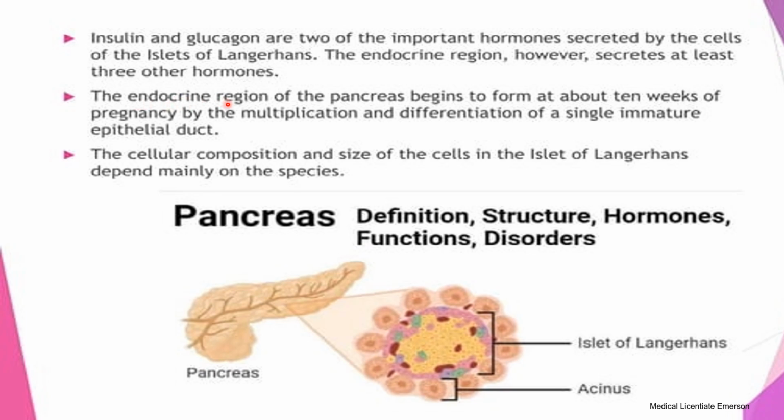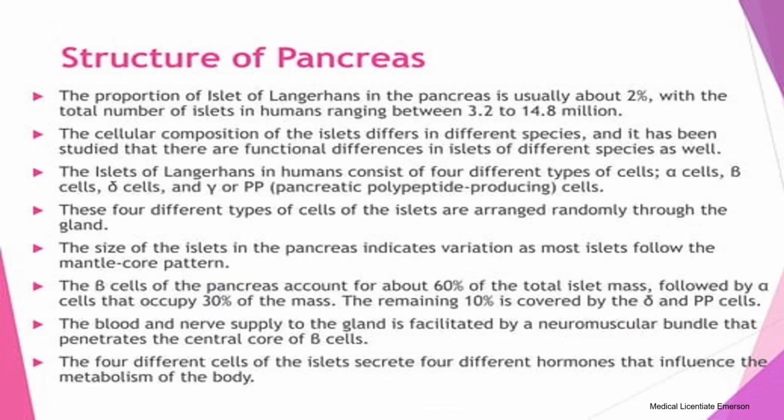So the endocrine region of the pancreas begins to form about 10 weeks of pregnancy by the multiplication and differentiation of a single immature epithelial duct. Then the cellular composition and size of the cells in the islets of Langerhans depend mainly on the species. You have the pancreas and you have the islets of Langerhans here. Then let's now talk about the structure of the pancreas in detail.